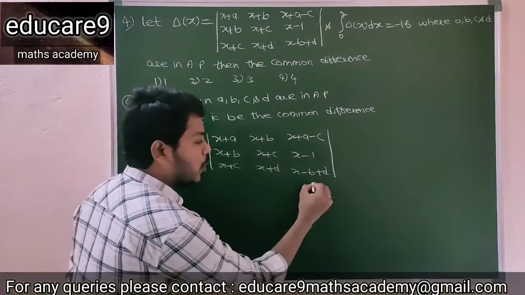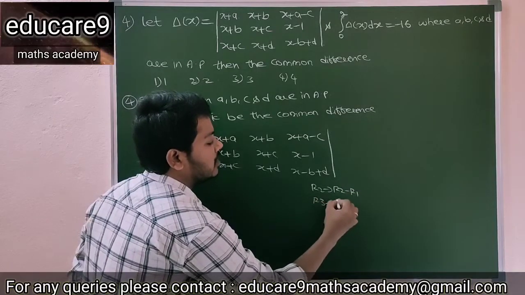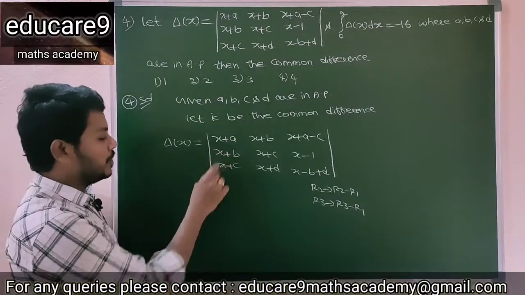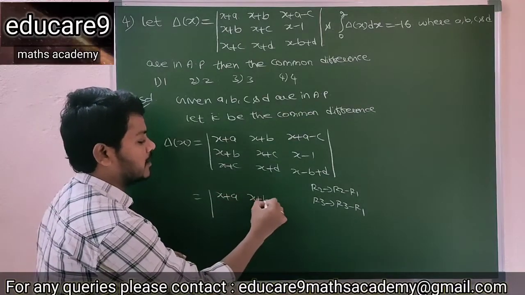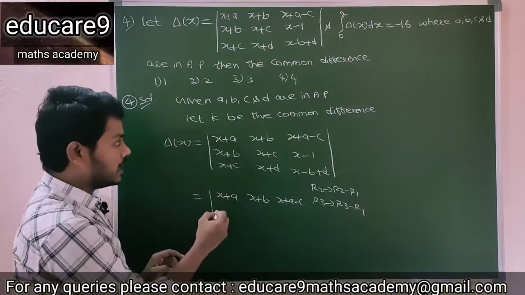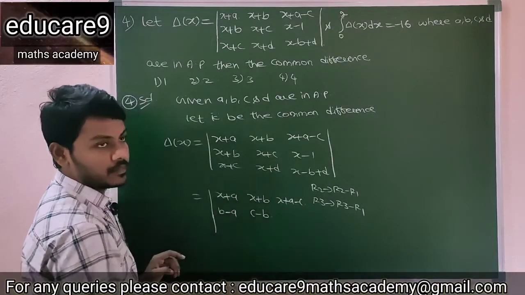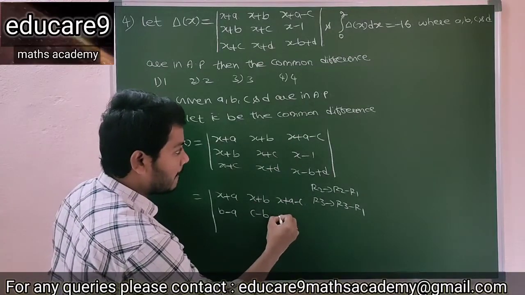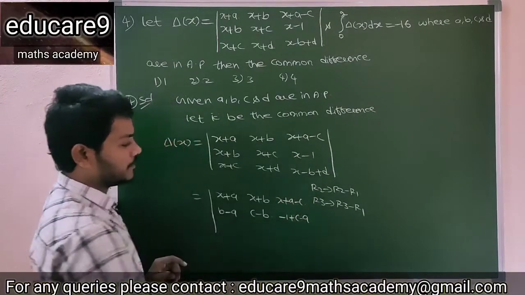Now here do R2 implies R2 minus R1 and R3 implies R3 minus R1. So both extremes get cancelled. What you get: the first row as is, x plus a, x plus b, x plus a minus c. Here b minus a. Next here c minus b. Next here x gets cancelled, minus 1 minus a plus c, that is c minus a.